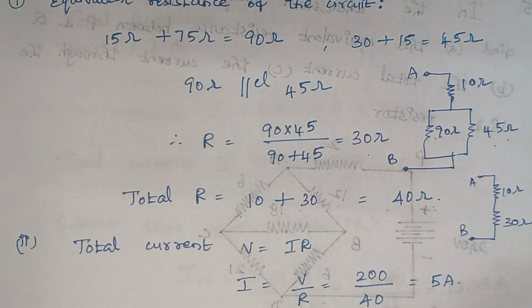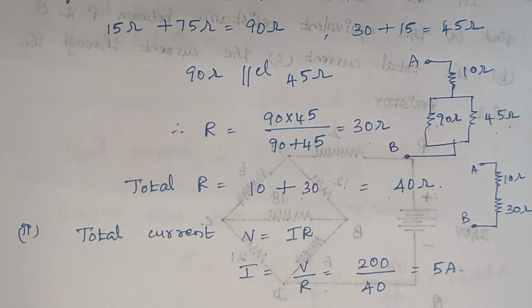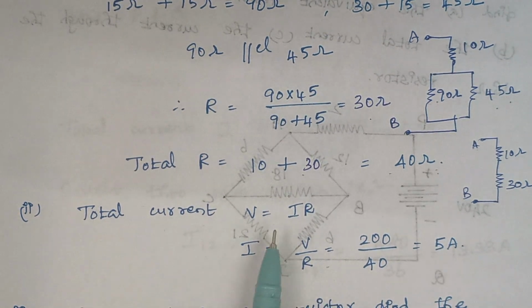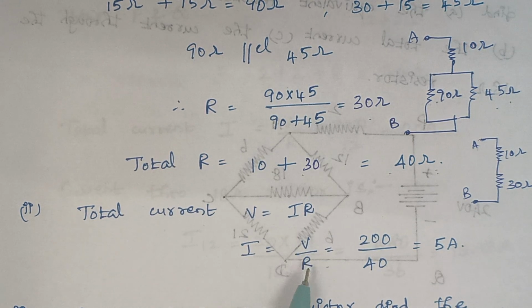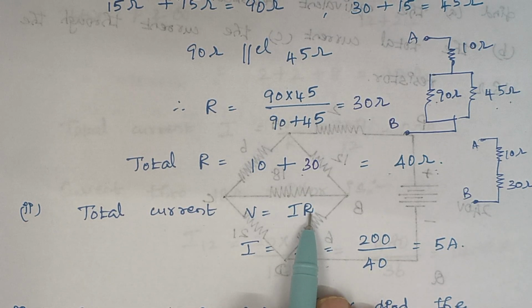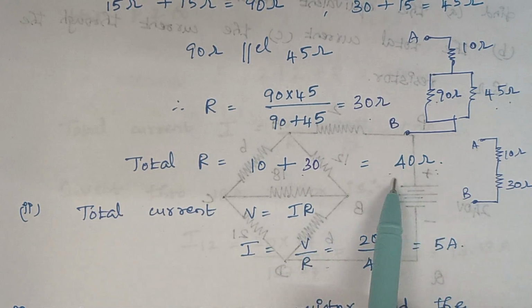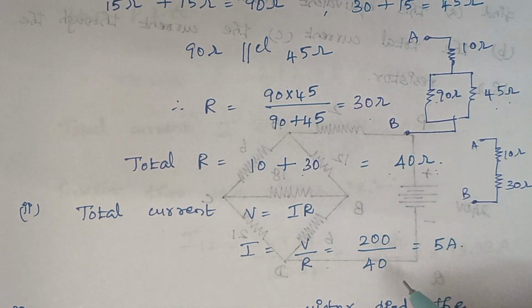The first part of the problem is over. The second question is the total current. How to calculate the total current? That is given by Ohm's law: V is equal to I into R. So I is given by V by R. The value of V is directly given in the problem. It is 200, and the value of the resistance R we calculated as 40 ohms. So 200 by 40 gives an answer of 5 amperes.